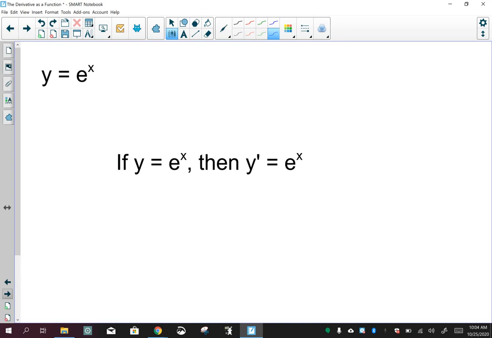E to the x. This is probably the simplest one to remember, because if you have y equals e to the x, then y prime is e to the x. It is what it is. There's nothing that you have to worry about doing. Okay?